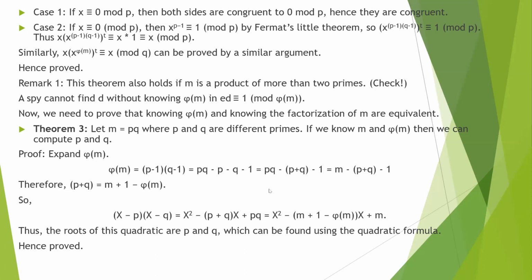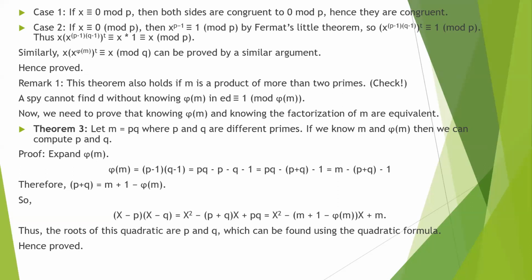Theorem 3. Let M equal PQ where P and Q are different primes. If you know M and phi M, we can compute P and Q. This is actually pretty easy to prove using a quadratic equation. Phi M, if you expand, you get P minus 1 times Q minus 1, and continue expanding, you get M minus P plus Q minus 1.